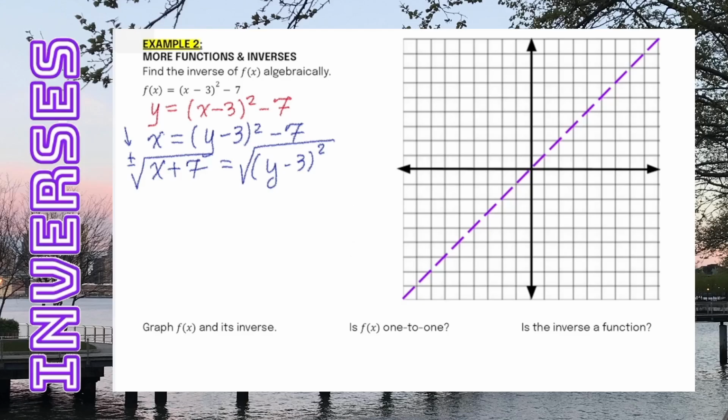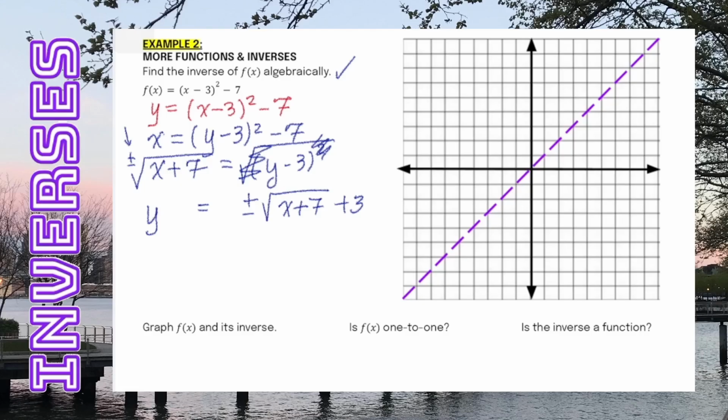Anyhow, now the square root and the square are gonzo because they undo each other. I'm going to rearrange it while I'm at it. So y minus 3 alone, and I have plus and minus the square root of x plus 7. Last thing I'm going to do is take that minus 3 and add 3 to both sides. So that minus 3, I'm just saving some space here, becomes a plus 3 right over there. So there's the inverse, found it algebraically.